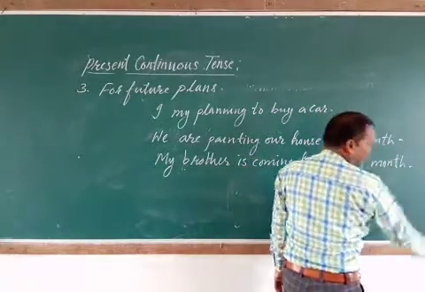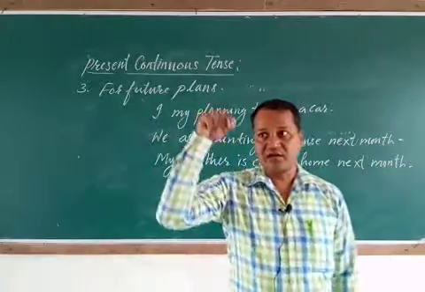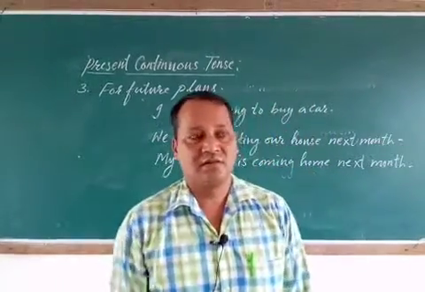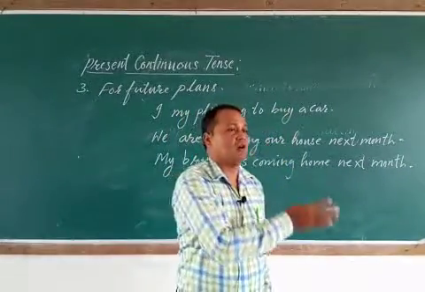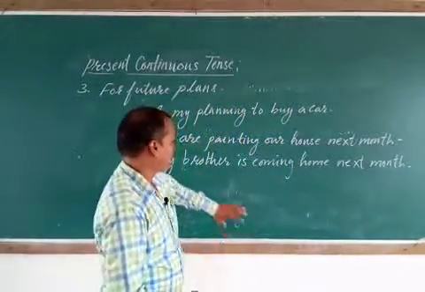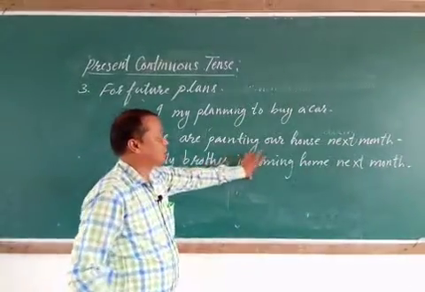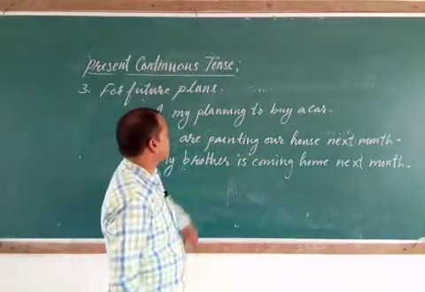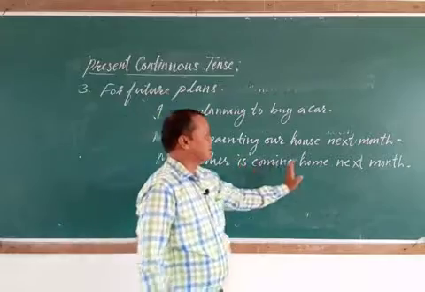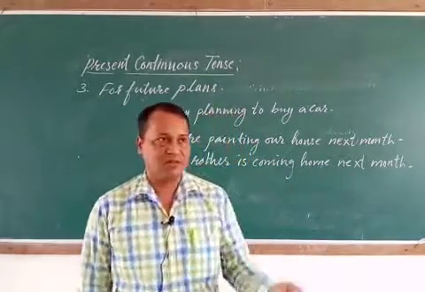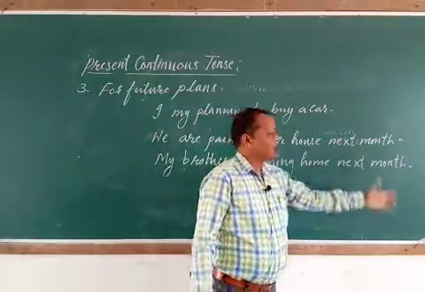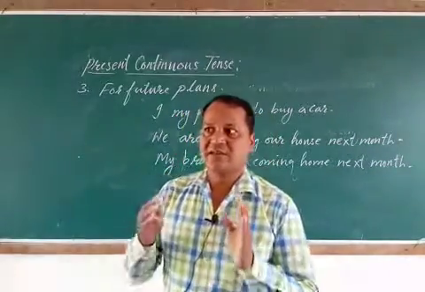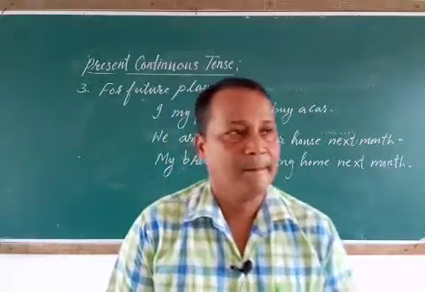It doesn't mean that my brother is coming right now when I am speaking the sentence. It means that next week my brother will come home. So we can express that type of thing in present continuous tense also. My brother is coming home next month. We can also say that my brother will come home next month, but this tense is also used for future plans.